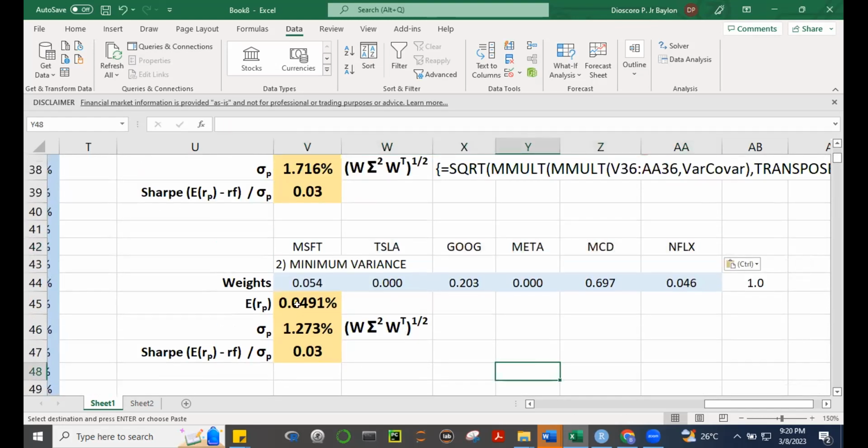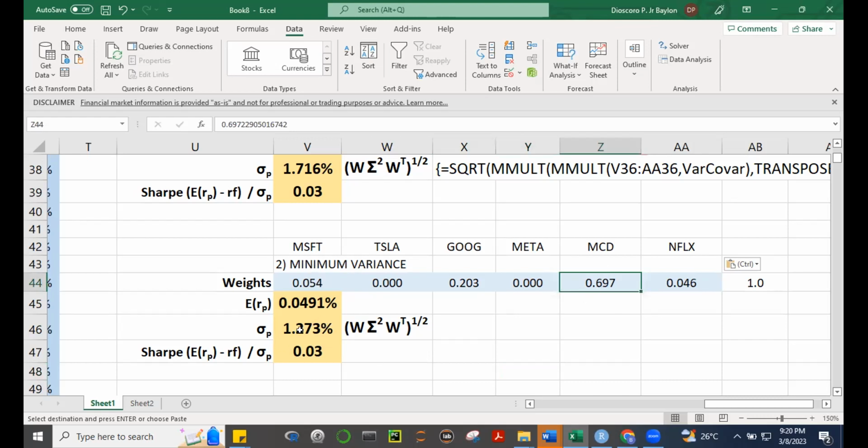Alright. So Microsoft is 5.4% of our portfolio. Tesla, 0. Google, 20.3%. McDonald's, 69.7%. Netflix, 4.6%. Now, this is interesting, and this was expected. You know why? Because McDonald's has the least risk. It has the smallest risk. So our portfolio is loaded on McDonald's.